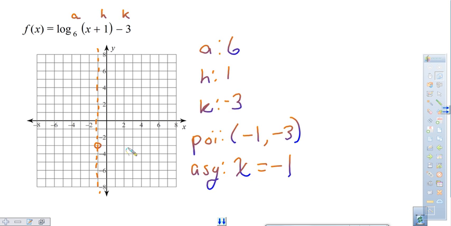Okay? And then just like with the exponentials, how we punch this hole up one, we do the same thing. We punch that hole up one, except instead of up, it's over. And the ones we're going to deal with are going to be to the right. Okay? They're going to be to the right. And then, just like with the exponentials, we start at our POI, and we go 6, 1, 2, 3, 4, 5, 6, and up 1. And then this side is going to approach the asymptote.